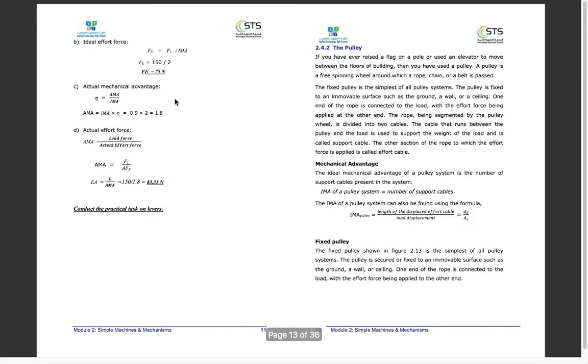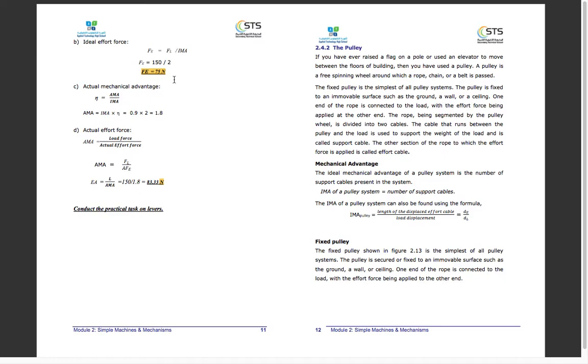Also, do not forget to write the unit. The unit is very important. If it's force, the unit will be Newton. If it's length, the unit will be meters, and so on. If you do not write the unit, you lose marks. So please make sure you do that.